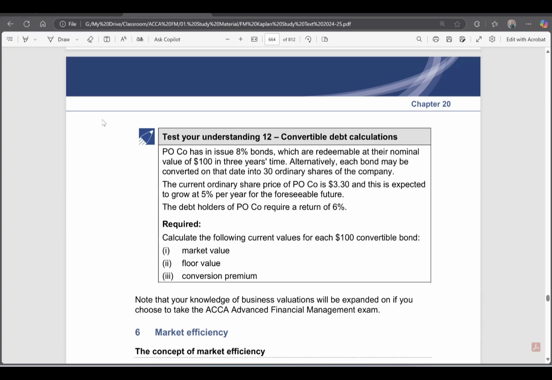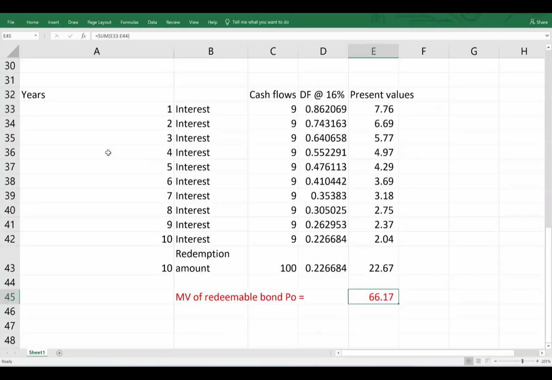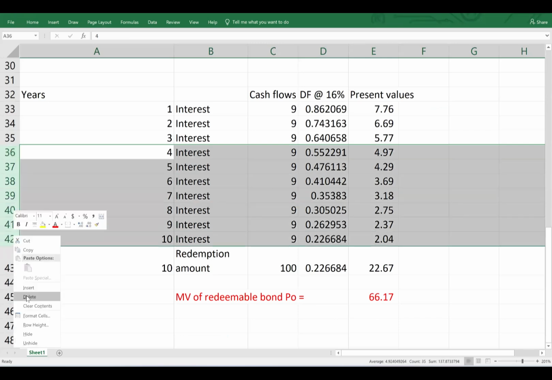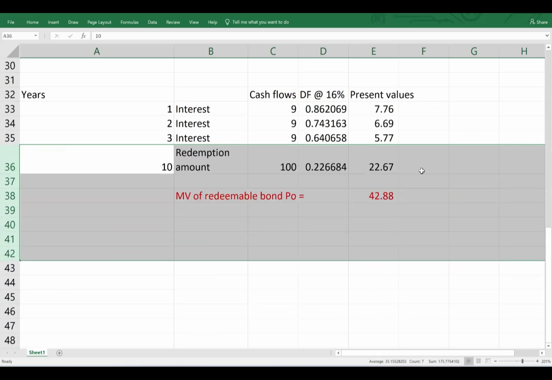Okay, so what we have to do is find the market value of the convertible bond. PCO has in issue an 8% bond. 8% is the coupon, with redemption at the nominal value of 100 in 3 years' time. So we have only 3 years of cash flows here.